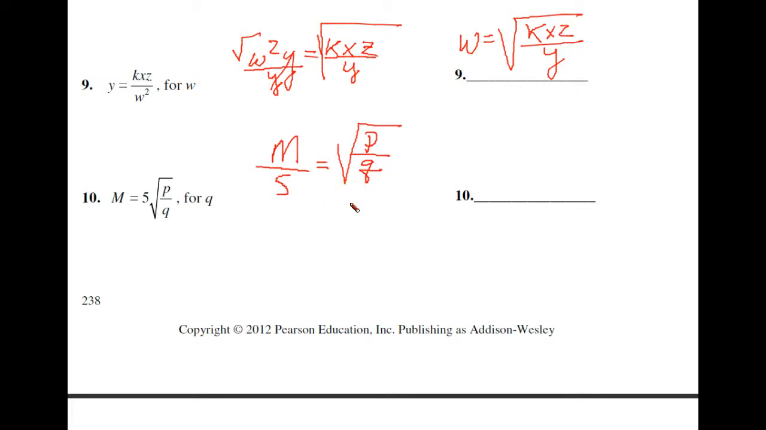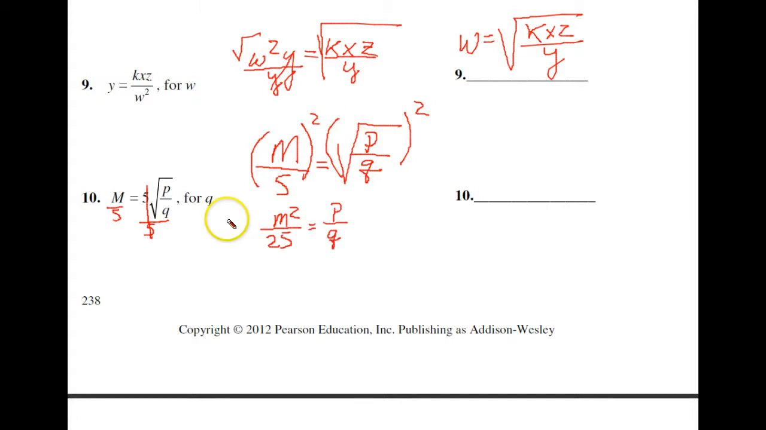I'll do this in stages so it's a little easier to follow. So what I'm going to do here first is divide both sides by 5. So now on this side it's gone. Now what do I do to get rid of this? I'm going to square both sides. So I get m squared over 25, and I just get PQ.